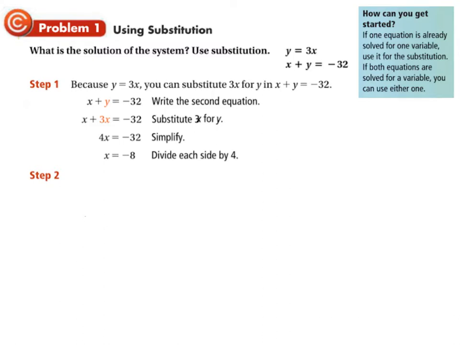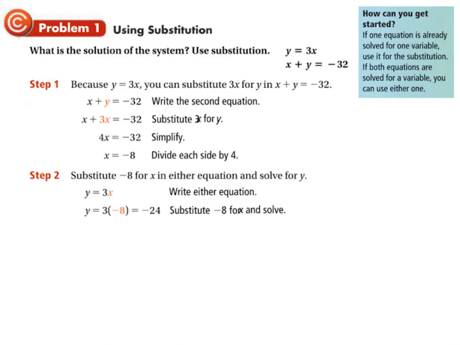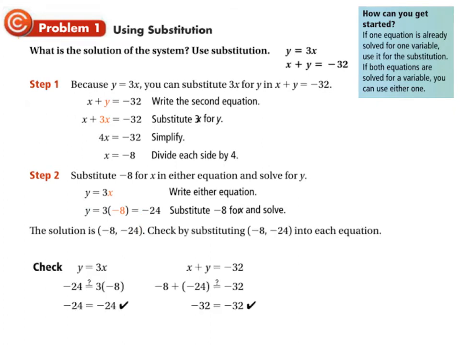Once we know that, this original equation, or either one of these equations really, but this equation is no longer in 2 variables because x is not varying. It's now negative 8. So we plug in negative 8, and we calculate that y is equal to negative 24. That means we have the solution, negative 8 for x, negative 24 for y.